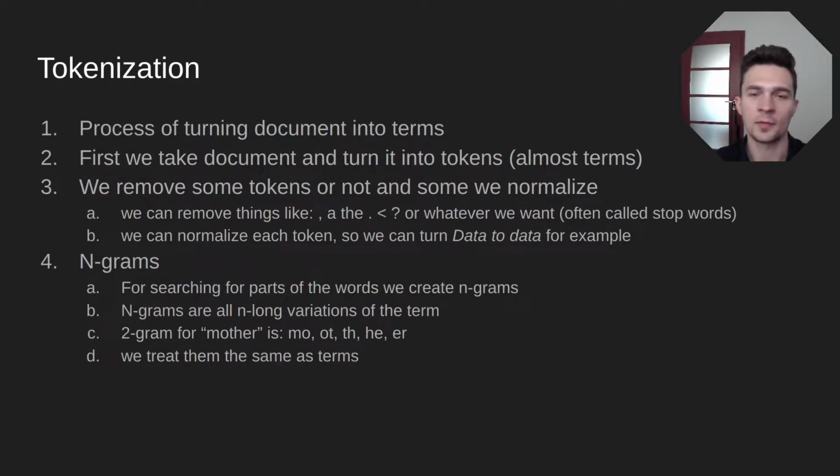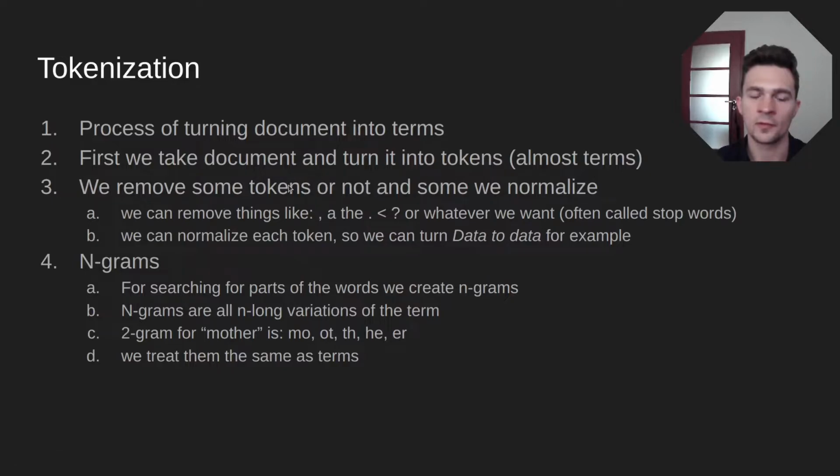So let's talk about tokenization. What is it? It is basically a process of turning documents into terms, the terms that we have as keys in the inverted index. So first we take a document and turn it into tokens, and the tokens are almost terms. Let me explain. We remove some tokens or not, and some we normalize. So the term is really a normalized token. Tokens are like potential terms.